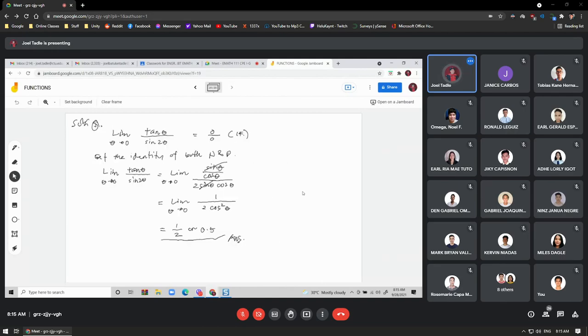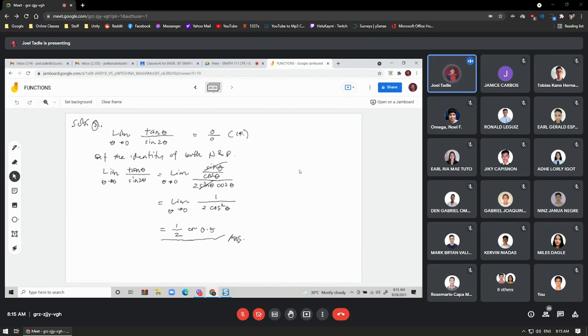Then for number 3, the limit of tangent theta over sine 2 theta as theta approaches 0. Here, the denominator is 0 because sine of 0 is 0. Again, we have an indeterminate form because the limit of the numerator is also 0. So you have 0 over 0, indeterminate form. So the solution is to use the identity of both numerator and denominator.